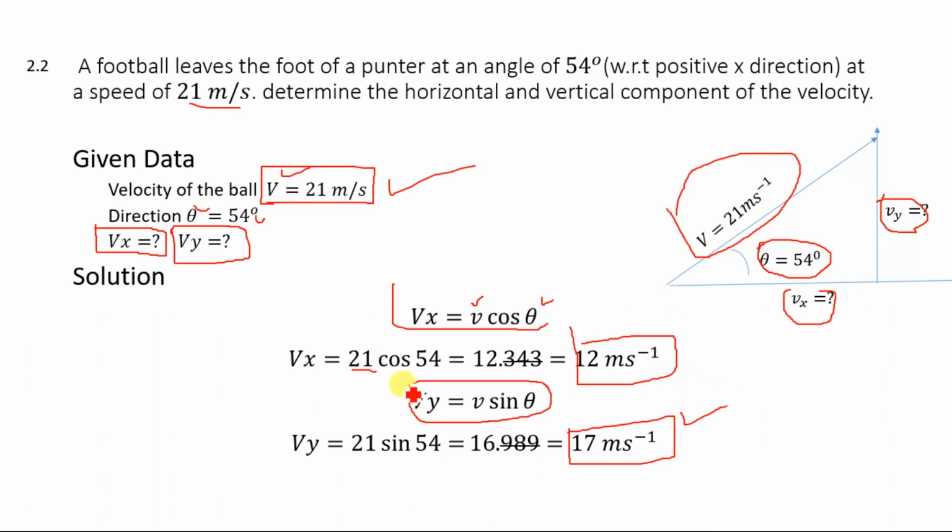That's it. Where did these equations come from? This equation came from cos theta, which is equal to base divided by hypotenuse. Using that simple equation, you can derive this equation and this equation. These two equations are part of the resolution of vectors.